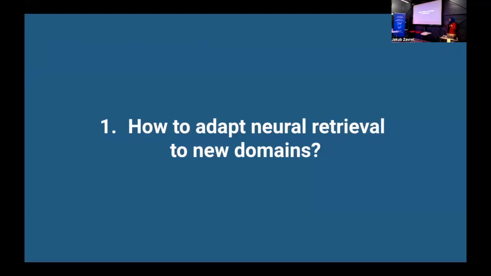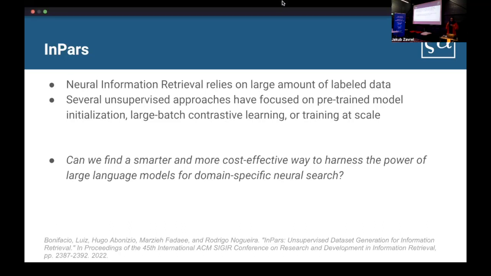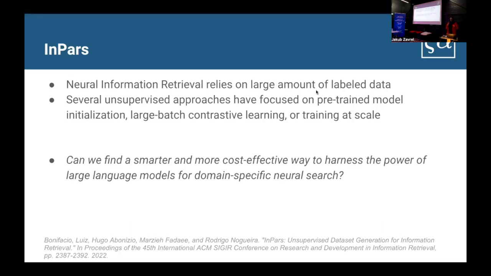The first research question that we wanted to investigate was, how can we adapt neural retrieval models to new domains? No one is going to argue with the fact that neural models are data hungry. The more data you have, the more diverse data, and the more appropriate in-domain data you have, the better your learning will be. And that's not always the case. If you are working in a particular domain or a particular language, you might not always have enough data.